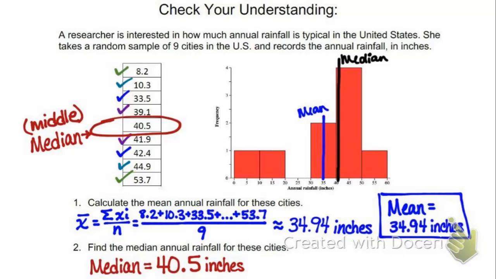Any questions on that piece, whether you do it by hand or use the calculator? We'll continue to practice using the calculator. You guys will get much more comfortable and confident with that.